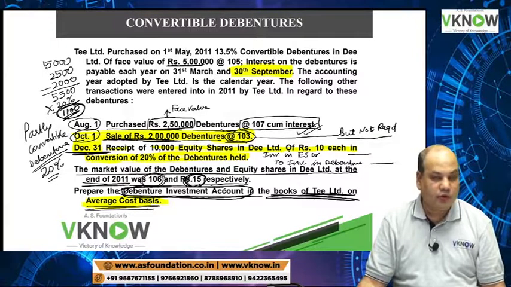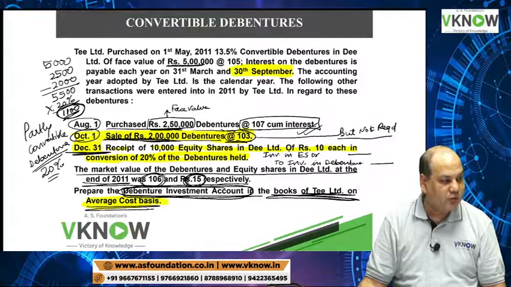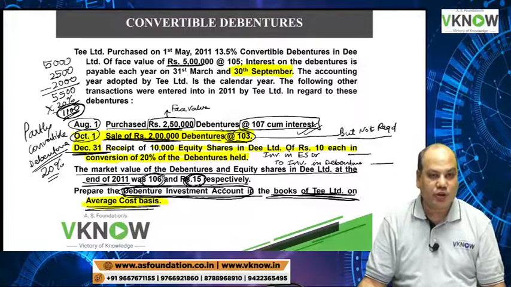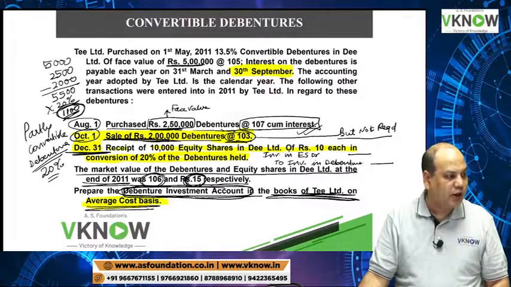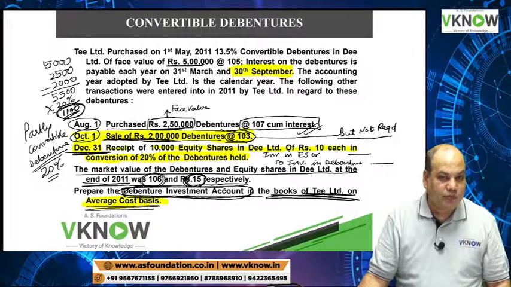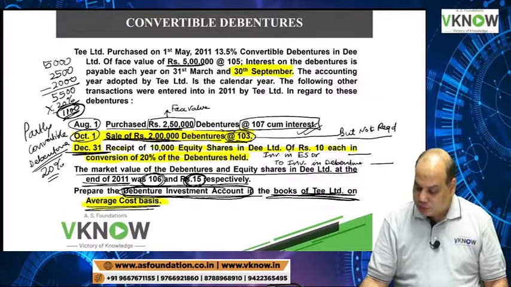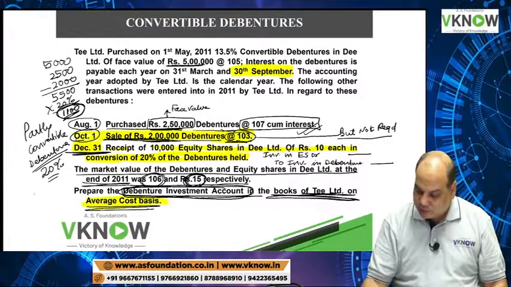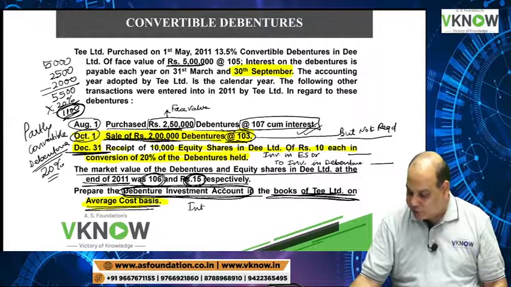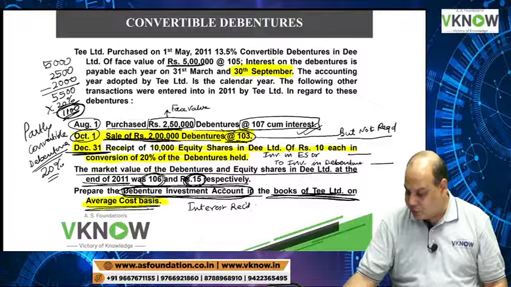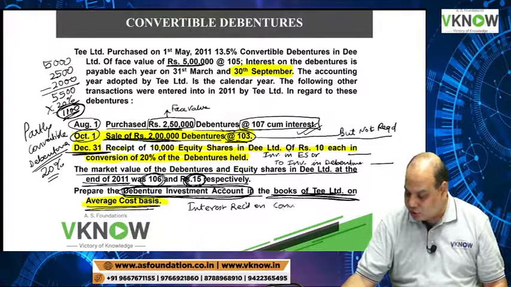So this question will require you to do some extra work. You have to calculate the cost of debenture which was converted into share, and for the purpose of calculating the cost, you need to find out average cost. One more entry which is a hidden entry, you have to pass: interest received on convertible debenture.